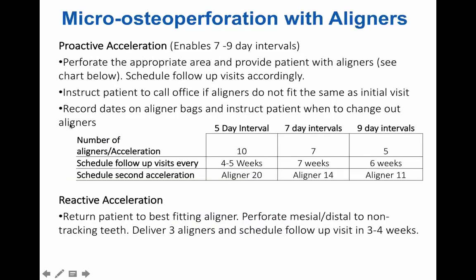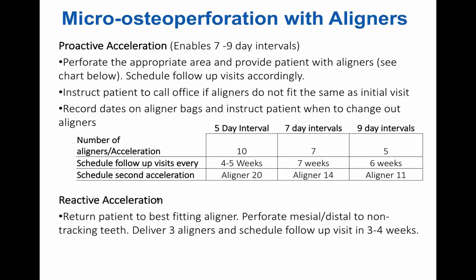Now with the aligners, you can use the same procedure. Again, you can change your interval of changing aligners to 7 to 9 days versus 14 days. So again, you can take an aligner case, for example, with a 5-day interval instead of a 14-day interval. And if you have 10 aligners, your follow-up visits are going to be every 4 to 5 weeks. And then your second acceleration could be at aligner number 20 if you have a case with that many aligners. And the same thing with different types of intervals. Obviously, you can accelerate the movement if you shorten the intervals of change in the aligners. You just want to make sure when you do this that the patients are tracking properly.